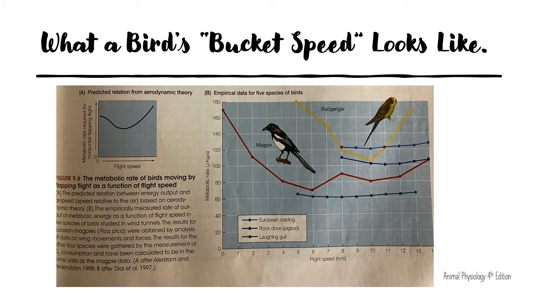And then you also see, just like that last slide, that as they speed up, that drag increases and their metabolic rate increases. And you can't really see it for the other three birds, the European starling, the rock dove, and the laughing gull. But if you look at them closely, their lines dip as well, just not as dramatically as the magpie and the budgie do.